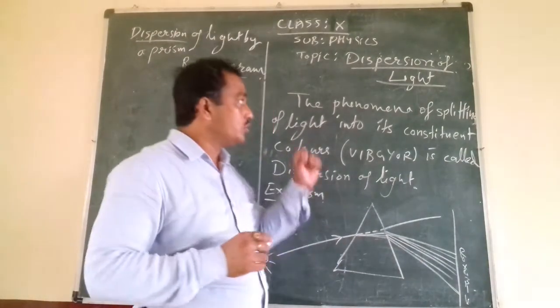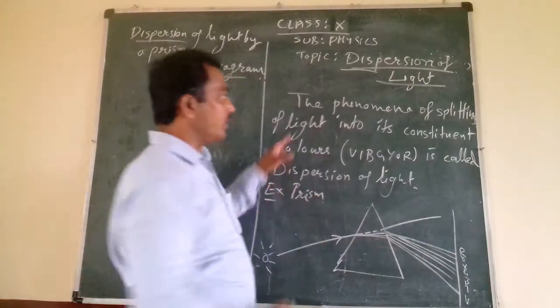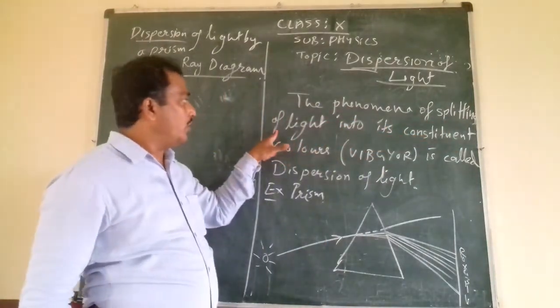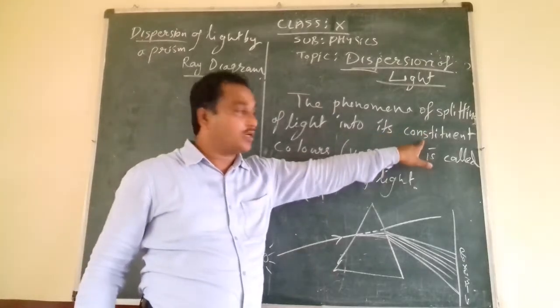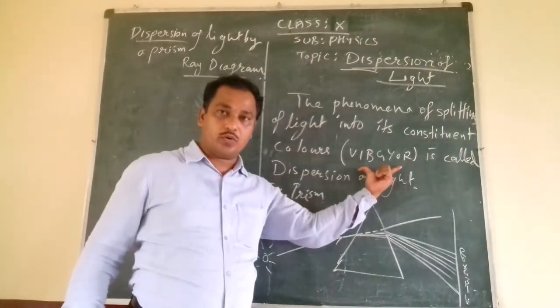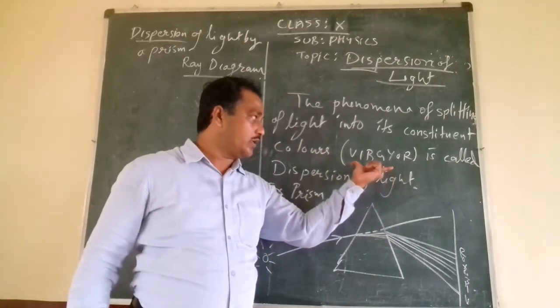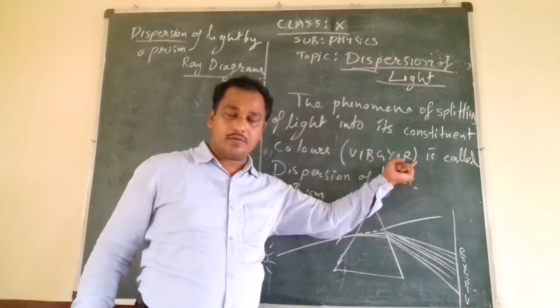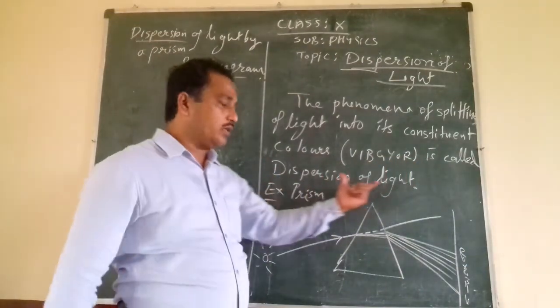Is it clear? So what is dispersion of light? The phenomenon of splitting of light into its constituent colors. What are the constituent colors? Visible light, which you can see: violet, indigo, blue, green, yellow, orange and red. Okay, this is called the dispersion of light.